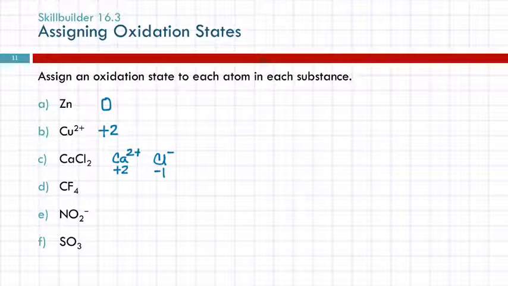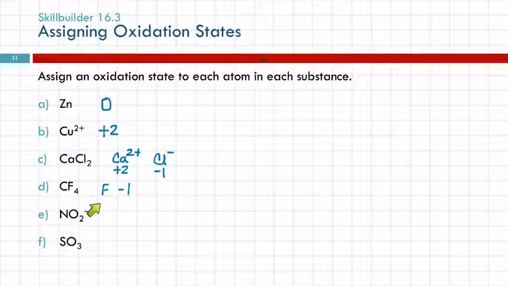What does fluorine want to be? It wants to be -1 because when it becomes an ion, that's what its charge is. So its oxidation state is -1. How do we figure out what the oxidation state on the carbon is? Fluorine is -1, but there's 4 of them. Right, we have to look at the total. The total has to be 0.